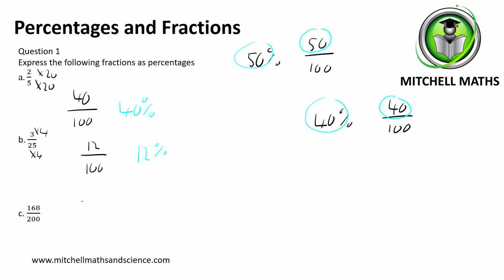And for the last part, this is larger, 168 over 200. 200 is larger than 100. So instead of multiplying for this question, we're going to need to divide. 200 divided by 2 gets us 100. So in order to write 168 over 200 as out of 100, we're going to need to divide the top and bottom by 2. 168 divided by 2 is 84. Therefore, the percentage is 84%.